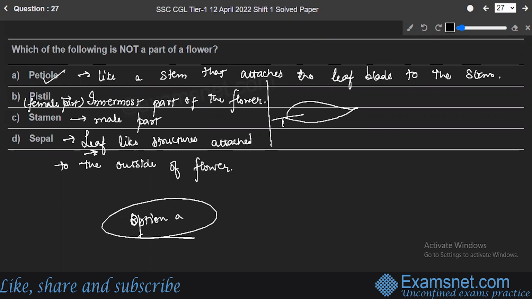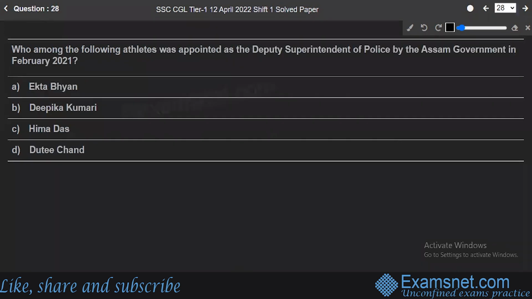Right? Next, question number 28. Who among the following athletes were appointed as Deputy Superintendent of Police by Assam government in February 2021? Is it Ekta Bisht, Deepika Kumari, Hima Das, or Dutee Chand? Who was among this? The correct answer to the question is option C, Hima Das. Indian sprinter Hima Das.